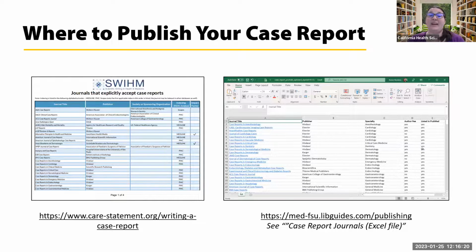Some places where you can find those lists to get started: the CARE guidelines do have a document on their website that provides the journal title, the publisher, if there's a sponsoring organization, and whether or not they have an impact factor. I really like the Excel document that is found on this Florida State University LibGuide with the case reports, because it has quite a few. It lists them by specialty, which is really nice if you are interested in that, as well as if there's an author fee to publish.